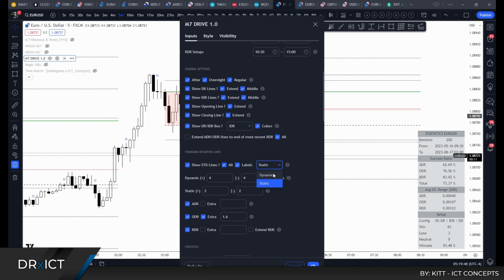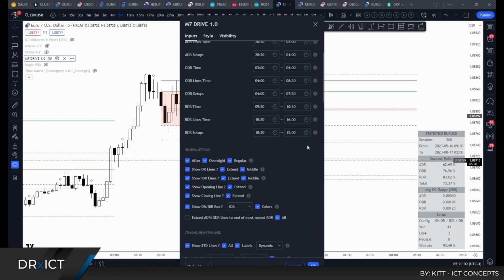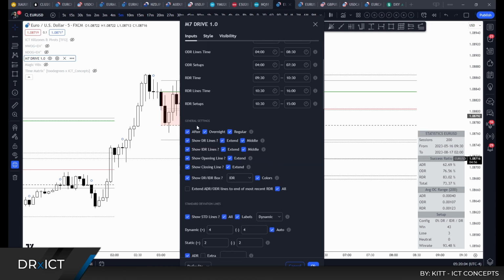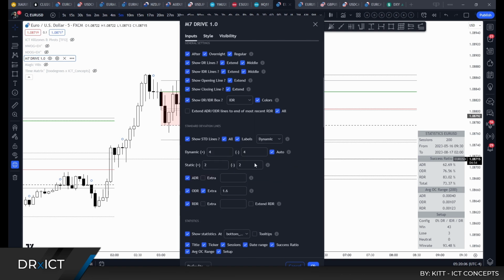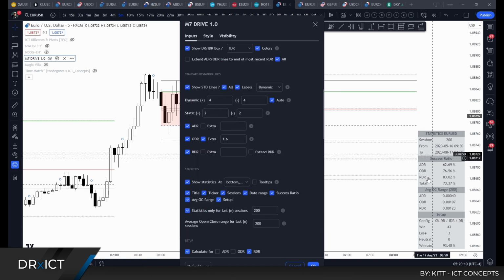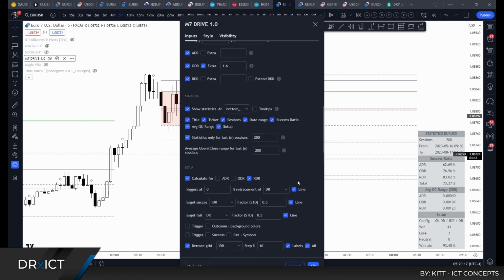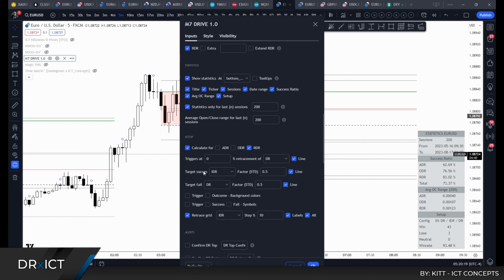I personally like dynamic, and I also like the auto. That's me. I don't have to think about it. It just says how far it extends. Then the ADR, ODR does not matter. You don't have to mess with any of this. You don't have to mess with general settings. This is going to be depending on what you're really looking at, right? This statistics is what you see over here. So we've got the last 200 sessions right here. And within the conditions that I have set here, we'll target success.